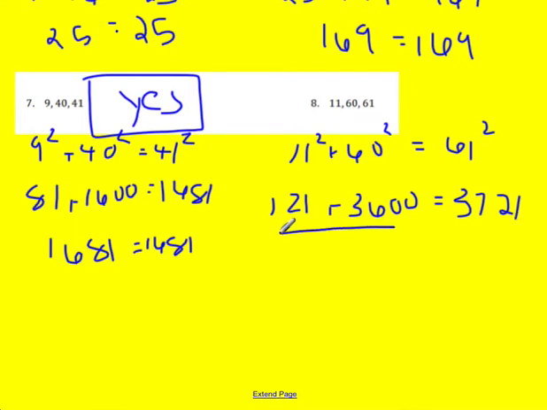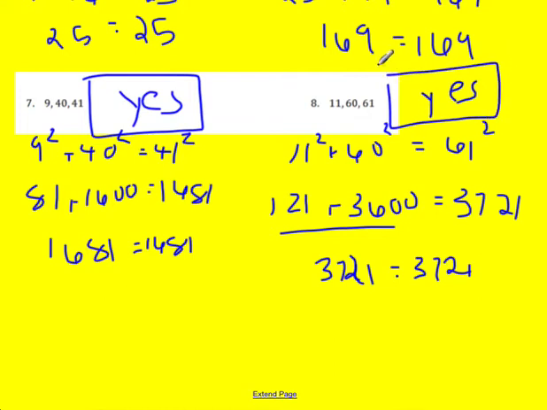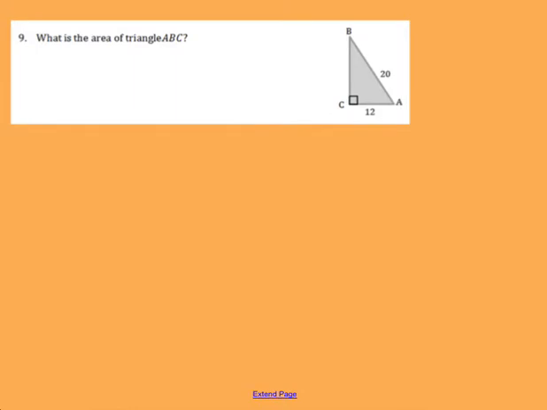So when you add those two together, you end up getting 3,721. Is that equal to 3,721? Yes, it is. Again, you have to show this work because you're asked to show if it is a right triangle. All right, so let's go ahead, and it asks us what the area of triangle ABC is.